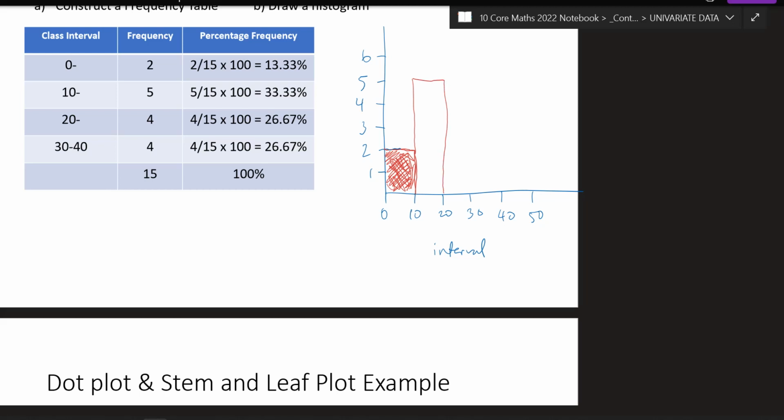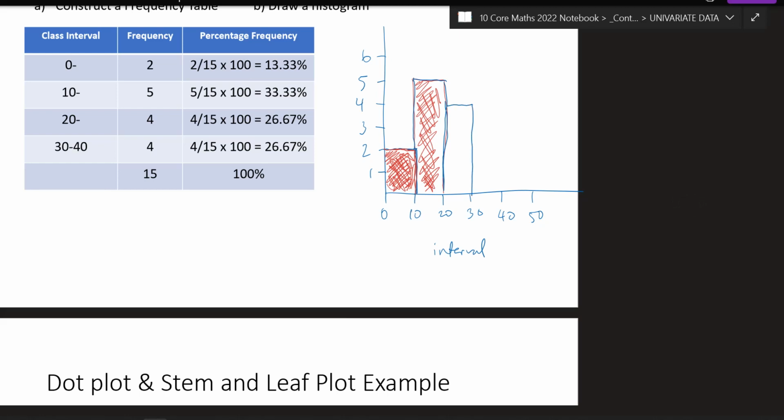I know some kids do this as well. They use different colors like this. So it really highlights the bar so you can actually see it. And then color it in. Okay, that's fine. 20 to 29, there's 4. Okay, so let's put that in.